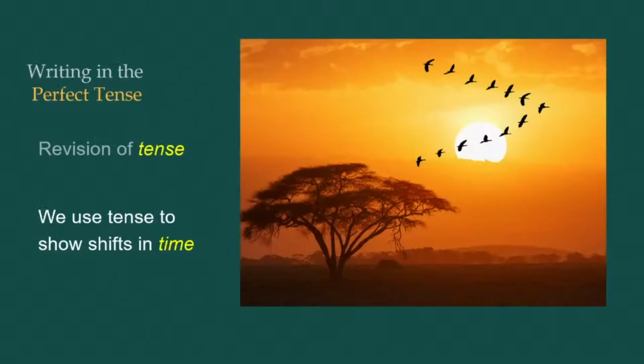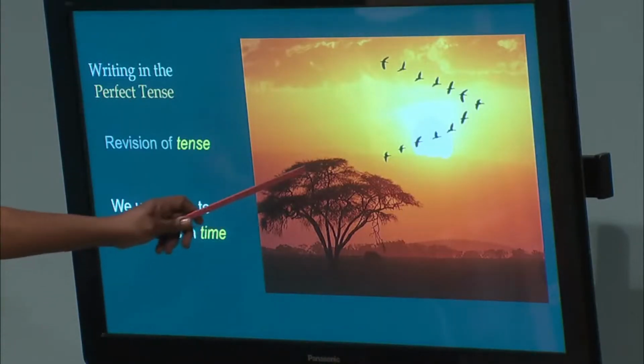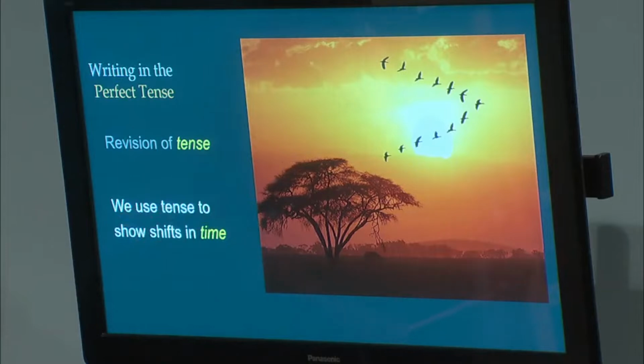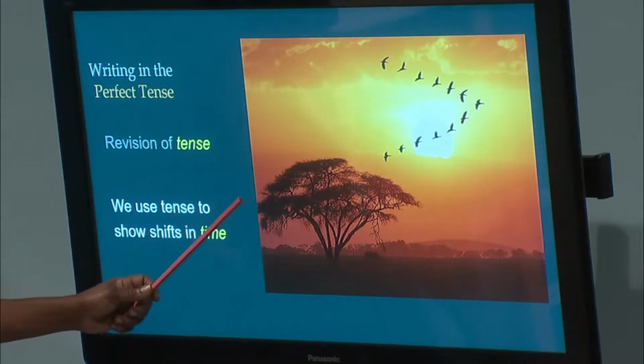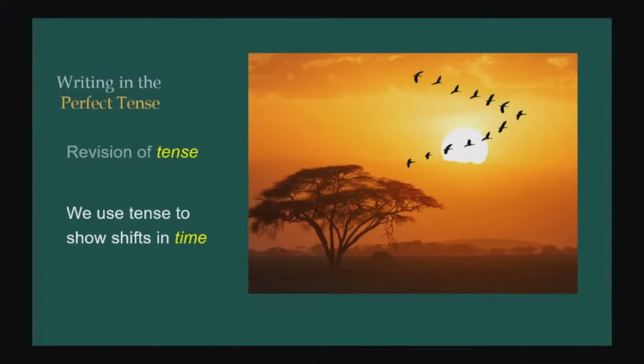Look at the picture here. If you study it closely, you will see that there are shades of time. You see sunrise, you see a little bit of the nighttime, and right now there's a balance between two lights. I am giving you this idea to say that tense is about time, and in time, there are shifts.